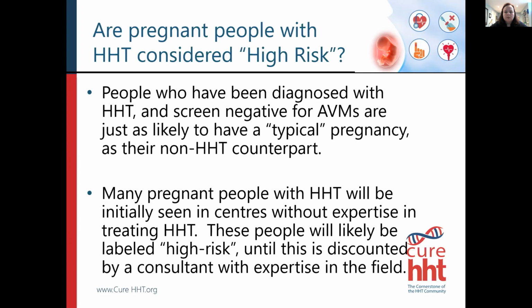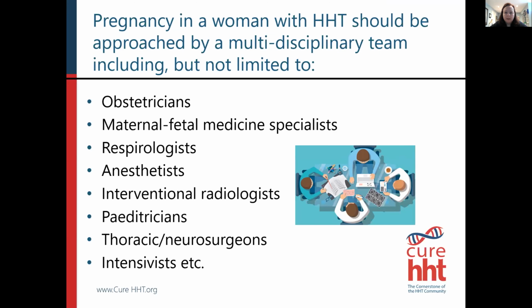And this will also lead to where you can deliver the baby. So pregnancy in people with HHT should really be approached by a multidisciplinary team, and this will include, initially, your family doctor and obstetrician, and then may include a consultation with a maternal-fetal medicine specialist. Obviously, your respirologist will be involved, an anesthetist, and then if you need to have any types of interventions, all of those physicians would be involved as well.